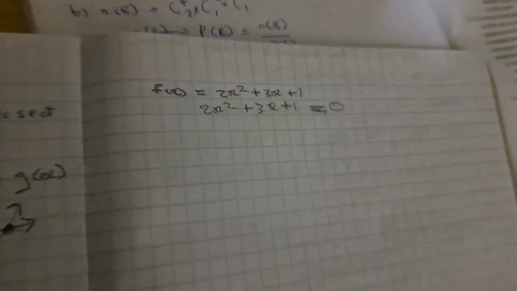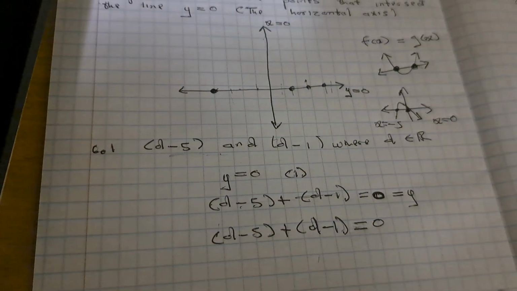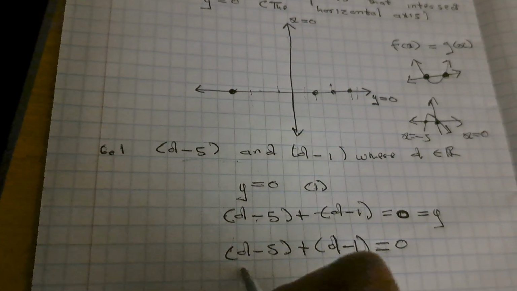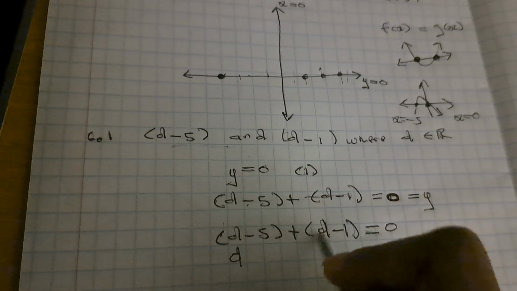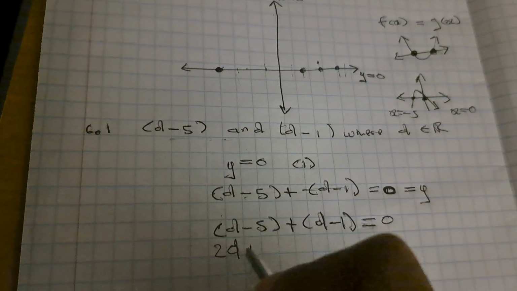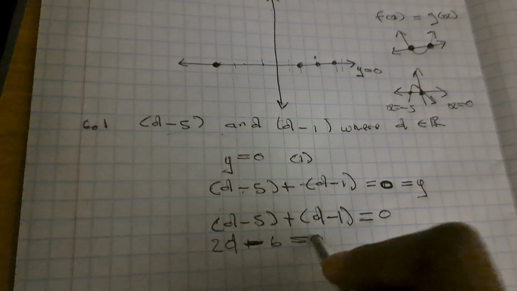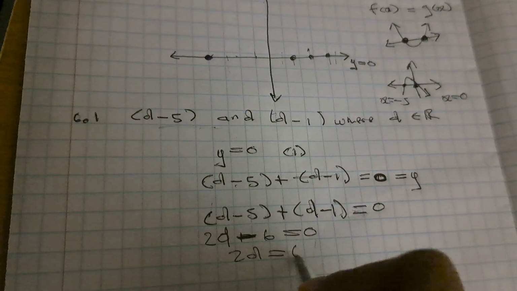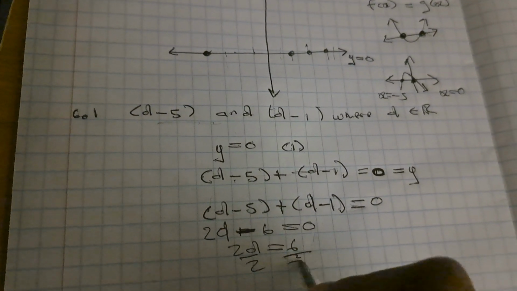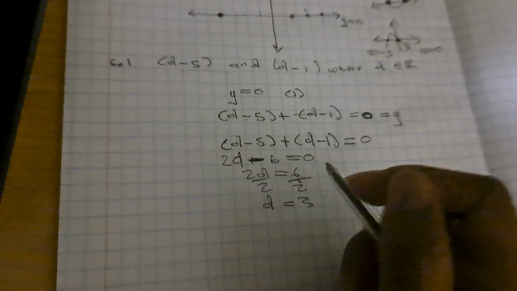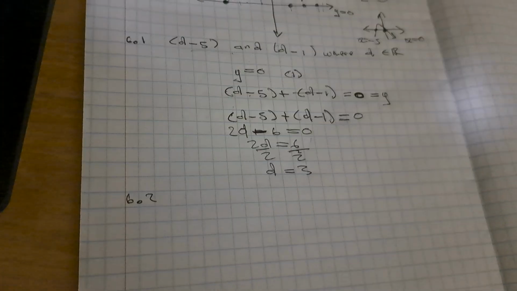Let's go back to the question. So we do some algebraic manipulation. Then d plus d, that's 2d. Then this is going to be negative 6, equal to 0. Then 2d is equal to 6. We divide by 2. Then d is equal to 3. So we have d right there, which is equal to 3.